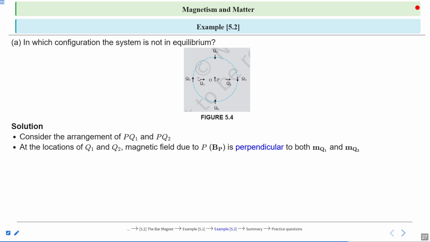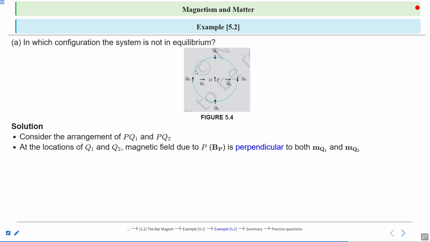Now, at the locations of Q1 and Q2, the magnetic field produced by P along the axis will be the axial field, and at the equatorial line, perpendicular to P, the field will be perpendicular to these Q1 and Q2. The magnetic field produced by P at the locations of Q1 and Q2 will be perpendicular to the magnetic moment of Q1 and Q2. So it will not be in an equilibrium state.